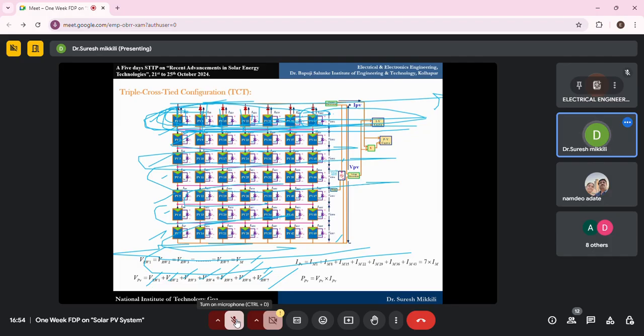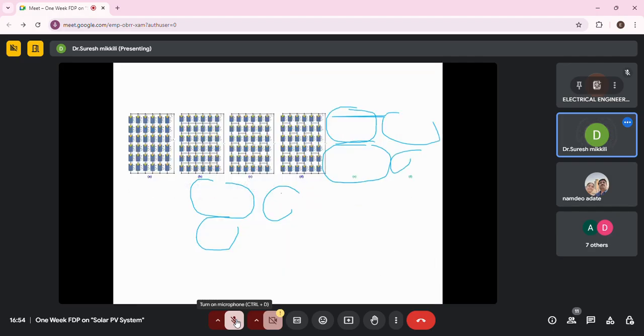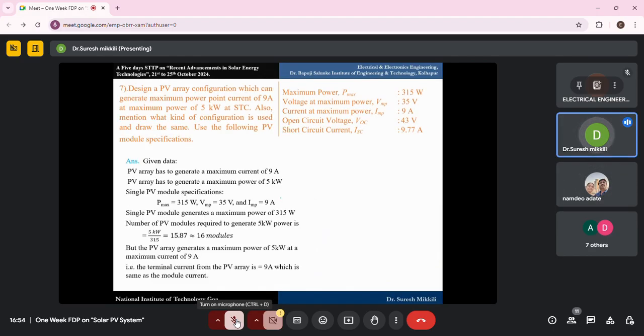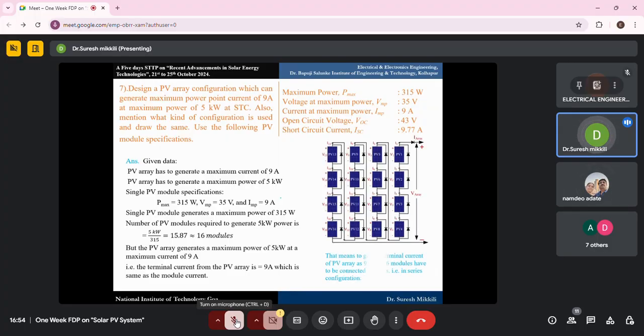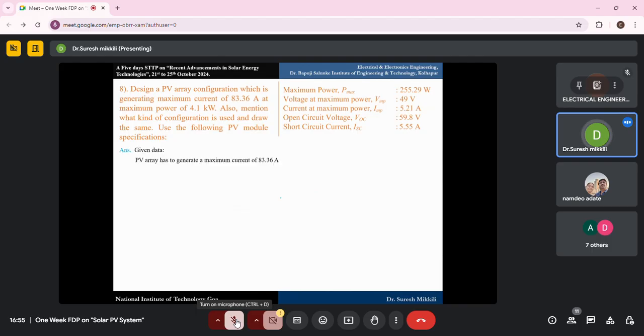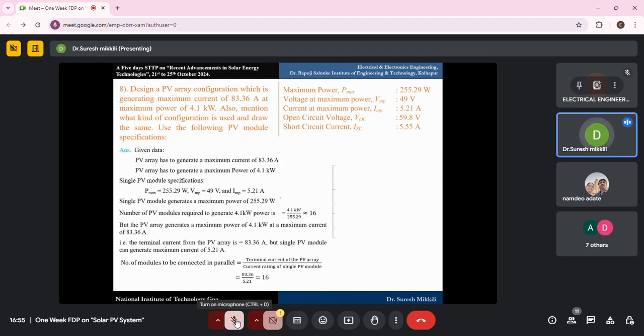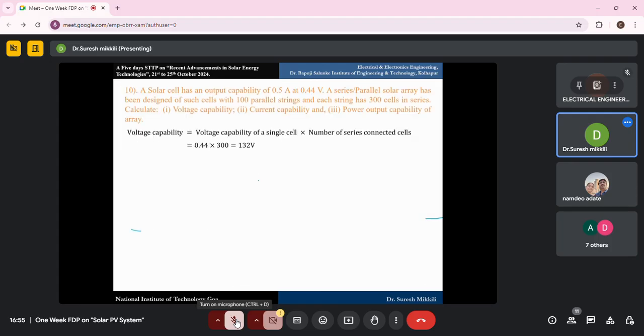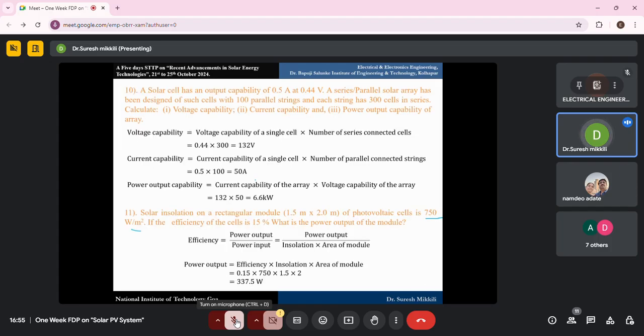What about current? In each row, 26 modules are connected. So current will be 26 times the module current. Right. So now when you are taking voltage, voltage will be equal to summation of all the row voltages. Now 8 rows are there. So how much it is? Now is it clear, sir? Yes.